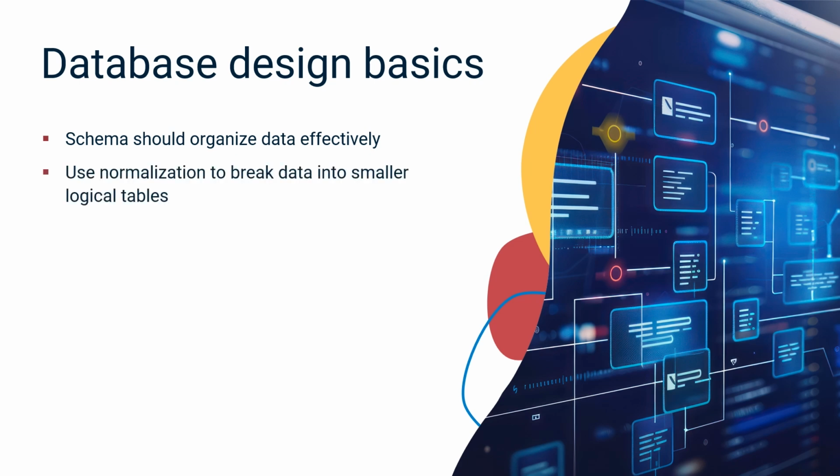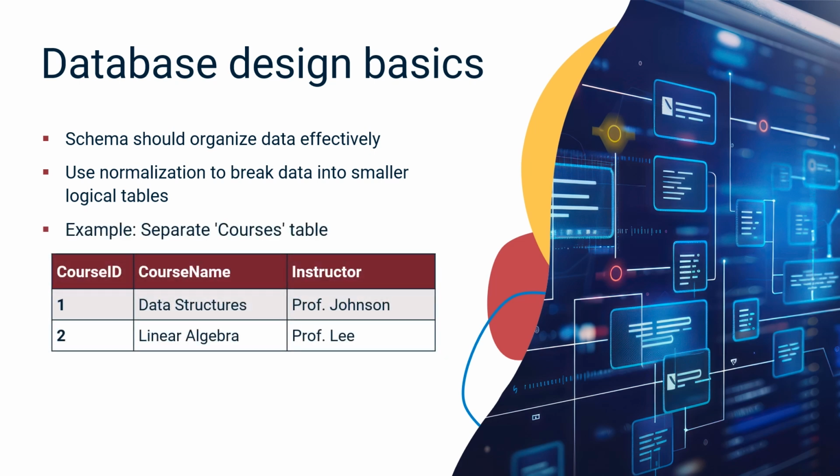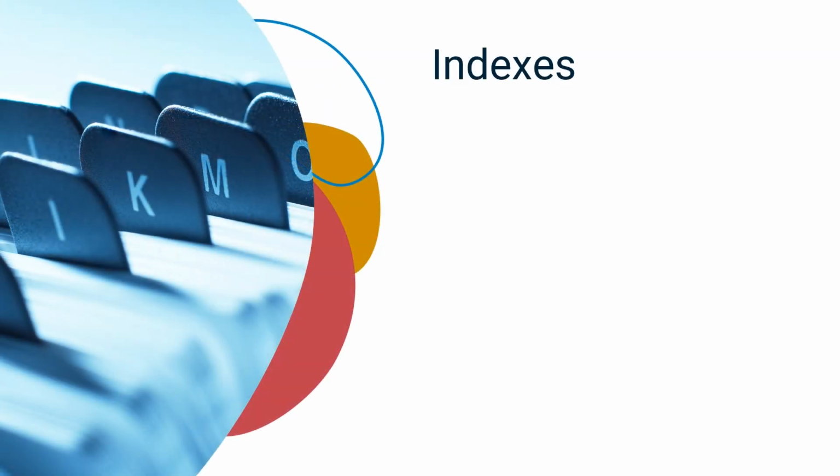One principle of good design is normalization. Normalization is the process of breaking data into smaller, logically related tables to reduce redundancy and improve data integrity. For example, instead of storing the same course name multiple times in an enrollments table, we might create a separate courses table as displayed here. Then, we would reference the course by its course ID in the enrollments table, making the database more efficient and easier to maintain.